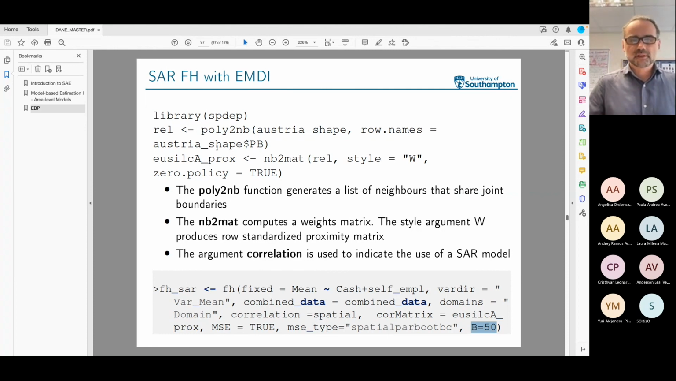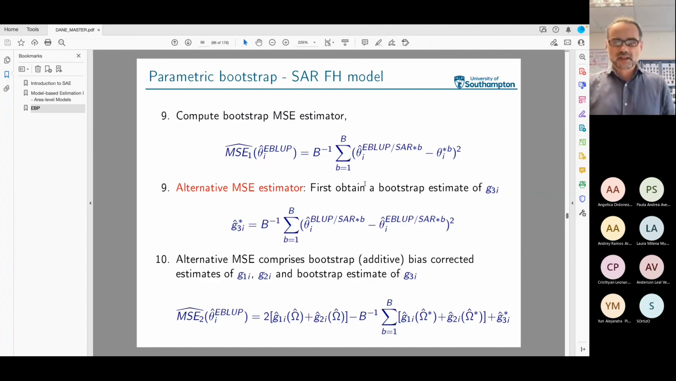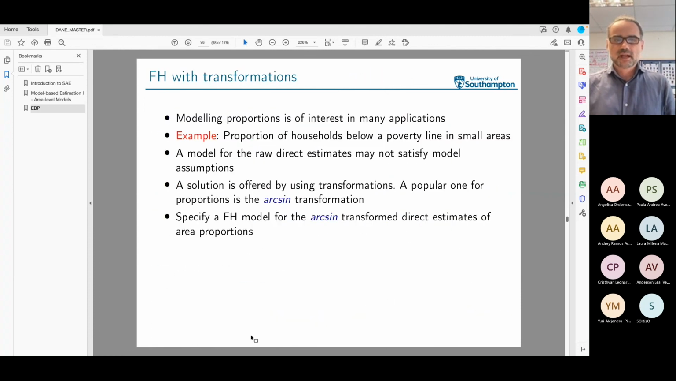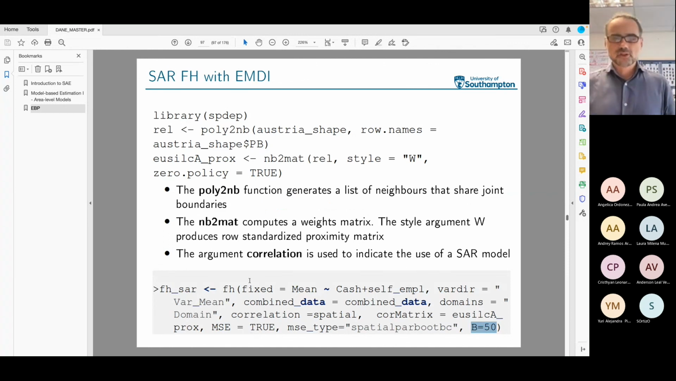The first bits here will tell you how to set up a list of neighbors. Remember that what is important to do before you fit this model is to specify the W matrix. The W matrix is something you as the analyst have to do. In the example that I have included here, the W matrix is defined by using this command called nb2mat, which computes a weights matrix. The style argument produces what we call a row standardized proximity matrix that will give you the weights for contiguous areas. In order to do that, obviously you need to use the first function, which generates a list of neighbors that share the same boundaries.